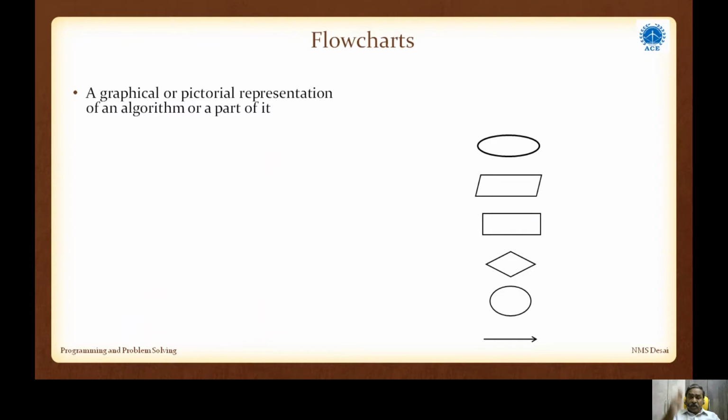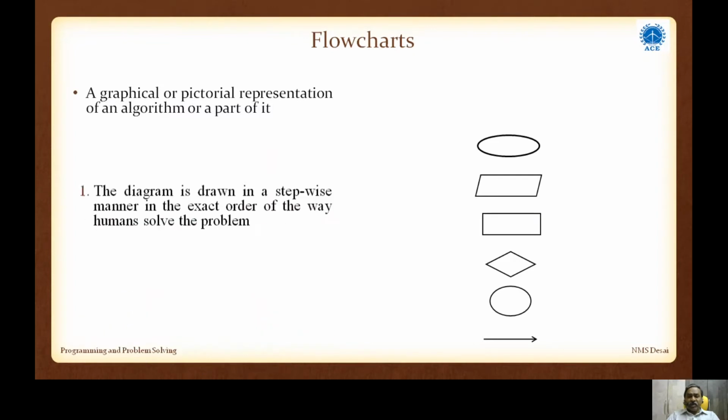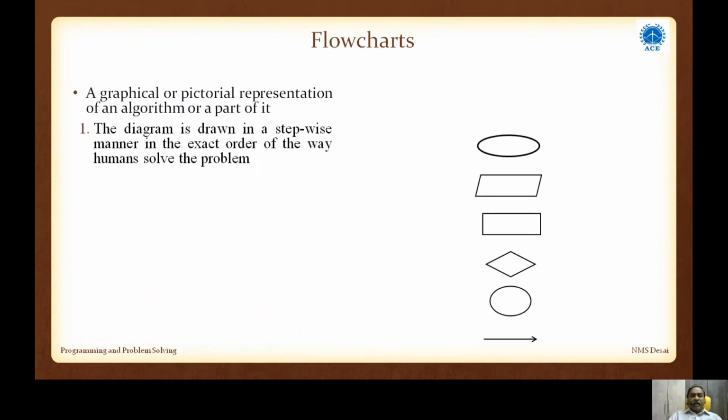It shows pictorially the order of flow, the structure of flow. So it is a diagram. We have symbols here. I will come to these symbols in a while. The diagram is drawn in a stepwise manner in the exact order of the way humans solve the problem. So first what, next what, next what. This is what we do here. Same as an algorithm, but the only difference is we have a picture here. It is popularly said that a picture speaks 100 words. By looking at the picture, it will be very easy to follow. It doesn't mean that an algorithm is difficult, but flowcharts are easy to follow.